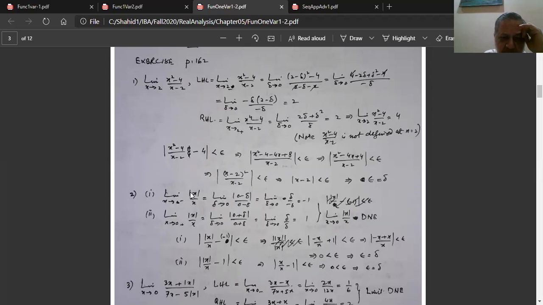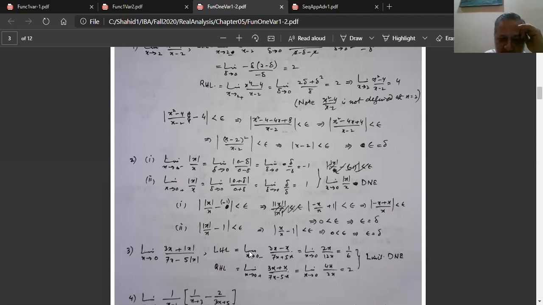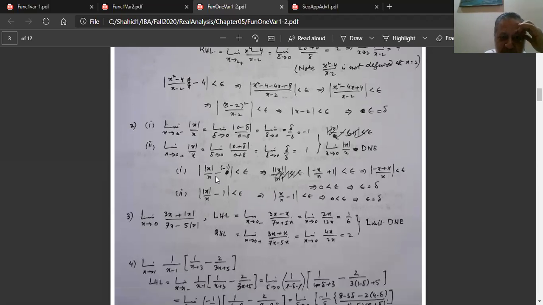Signal function: the limit as x approaches 0 of mod x upon x. With 0 minus delta we get -1, and from the right side, 0 plus delta, we get the limit 1. The limit does not exist. And if I use that epsilon delta approach here, then in the first case, mod x upon x, from the left the limit is -1.